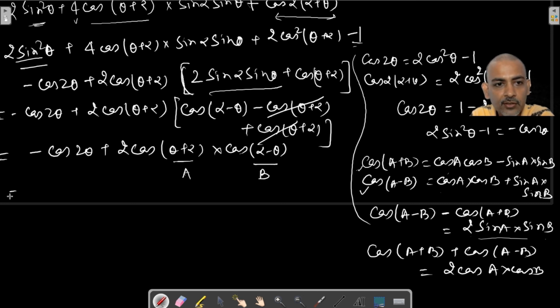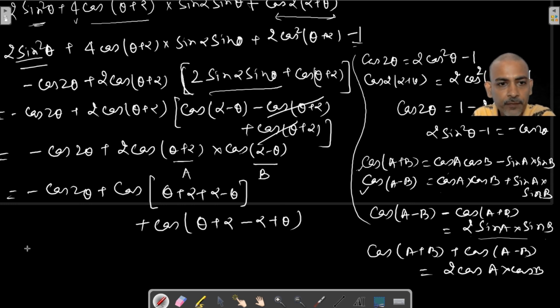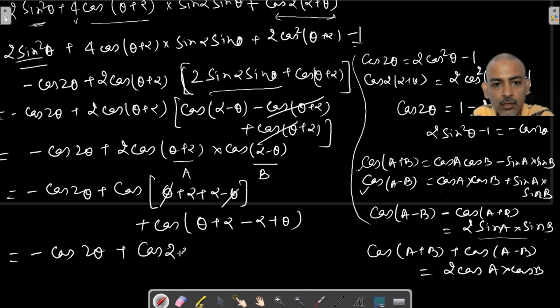Cos A plus B, right? So you will get minus cos of 2 theta plus cos of A plus B, basically 3 theta plus alpha minus theta, plus cos A minus B, which is nothing but cos theta plus alpha minus alpha plus theta, because this is my B, and this is A minus B. Now this will come to minus cos of 2 theta plus, this theta cancels out, so this is cos of 2 alpha, and here alpha cancels out, so this is nothing but cos of 2 theta, right? Now cos 2 theta cancels out, so we are left with cos of 2 alpha, right?